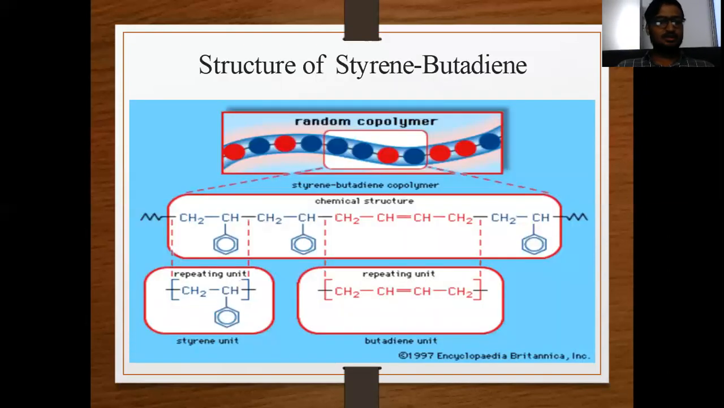The structure of Buna S is CH2-CH-benzene, CH2-CH=CH-CH2, and so on. It has repeating units: CH2 and CH, and here also a repeating unit, CH2-CH=CH-CH2, with the double bond on the same side in both. Here CH2-CH-benzene is the styrene unit, and this one is the butadiene unit, in a random polymerization.